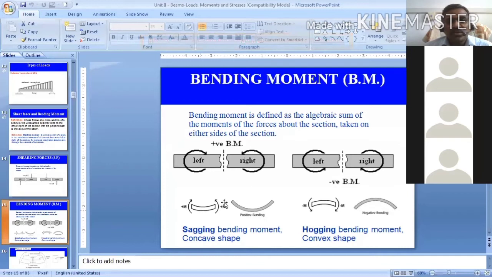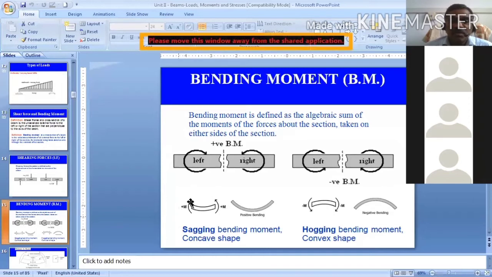If it acts like that, it bends the beam like that. This is known as sagging. The moment which creates the sagging is known as sagging bending moment. Similarly, when you apply the bending moment like this, it will be hogging. Then the moment is known as hogging bending moment.